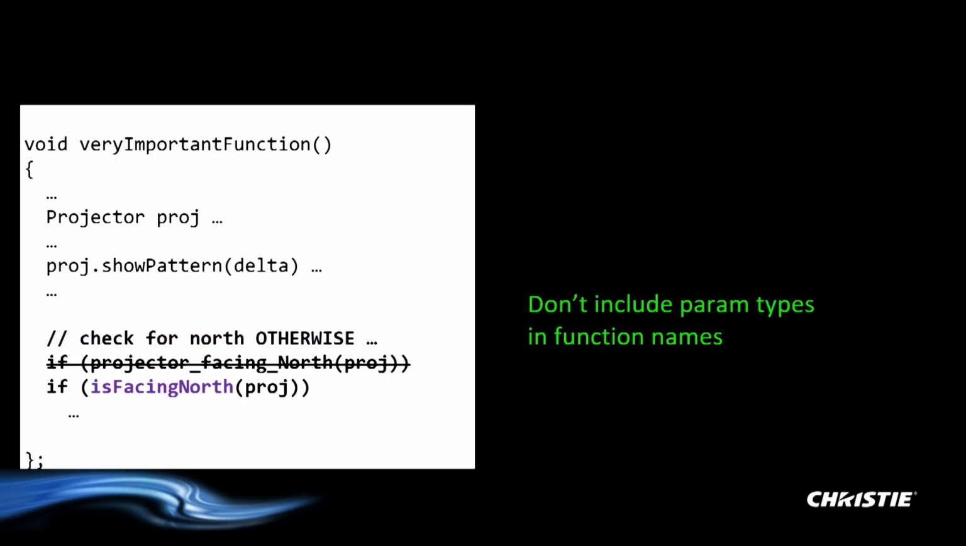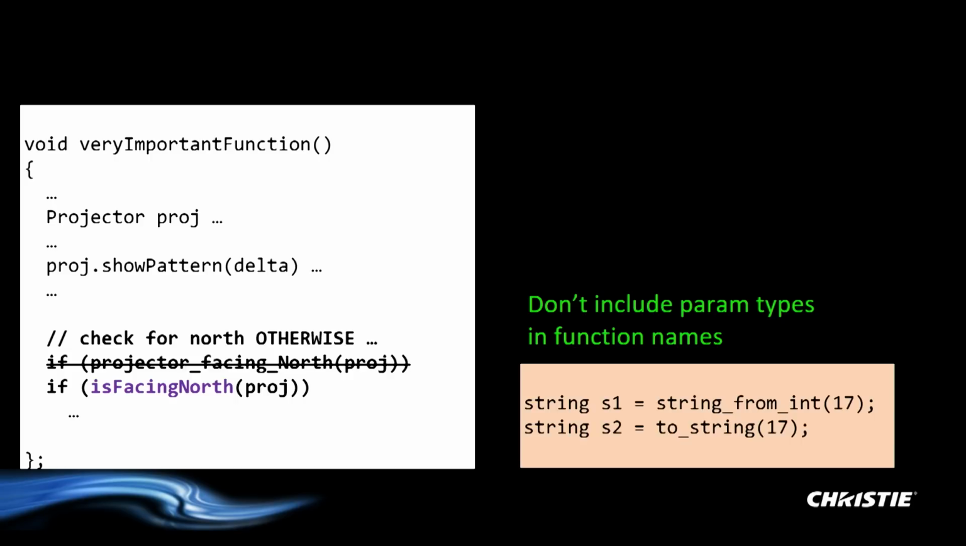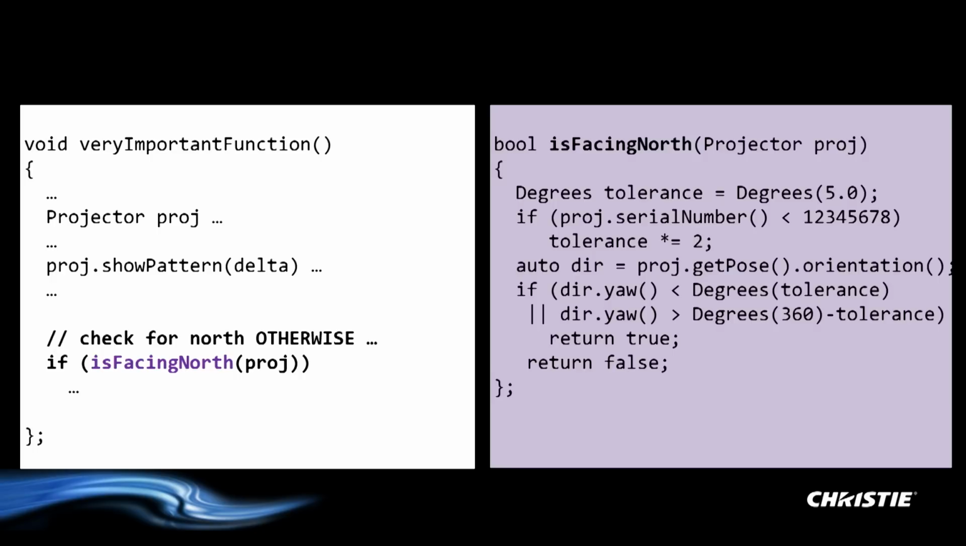And, speaking of functions and naming, don't include types in your function names, basically. String from int, no, you just call it toString, right? You might have to include the return type in the function name for something like toString, but the param types you should know. 17 is an int, we all know that. All right, so look, we've got a function. It's beautiful. Success, I think I'm done.